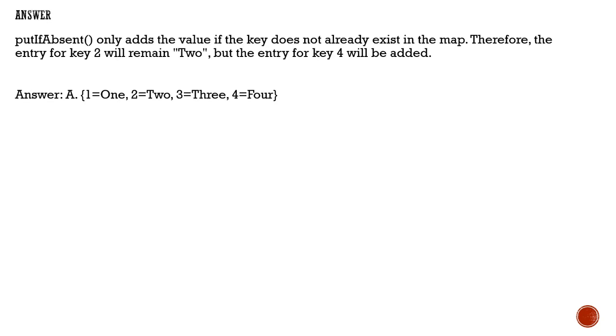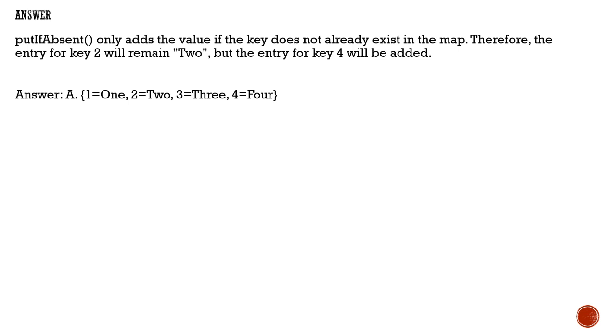Now, what is putIfAbsent? If absent, we are going to only add the value if the key does not already exist in the map. That's the difference from put. So when you try to put the key inside, which is going to be 2, it will remain 2, but the entry for the key will be added only if it is not already present.